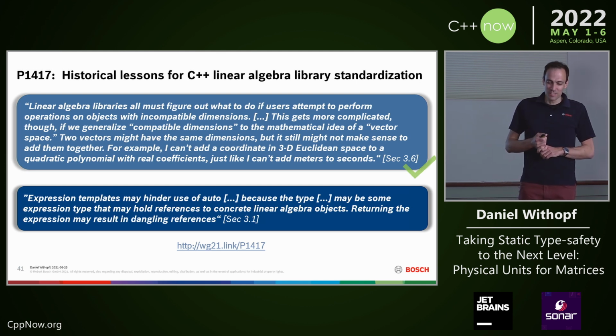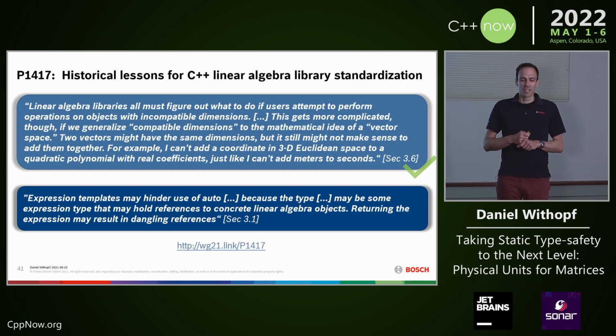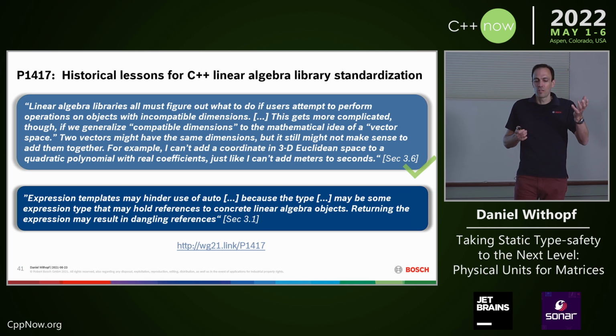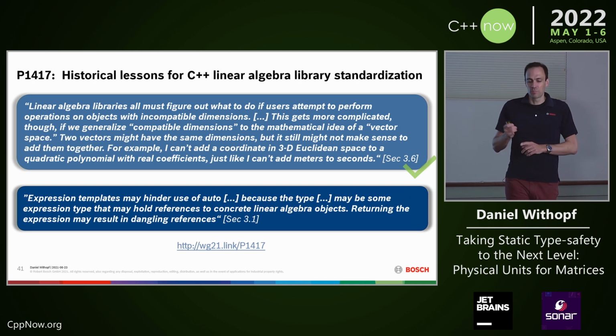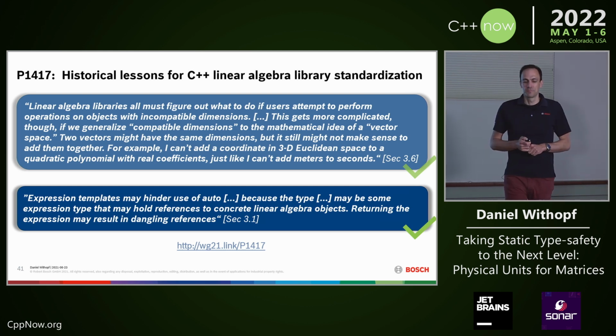with my library. Second quote is, expression templates may hinder the use of auto because the type may be some expression type that may hold references to concrete linear algebra objects. Returning the expression may result in dangling references. This is exactly what we've seen before. We've prevented that by preventing calling methods on L-value matrix expressions. So this is also something that we've checked. This problem has been solved with a library.